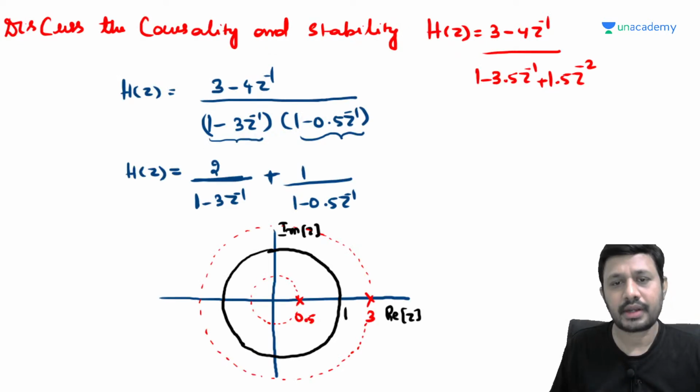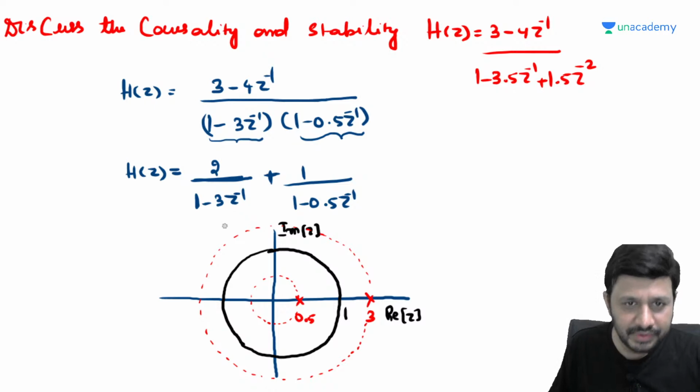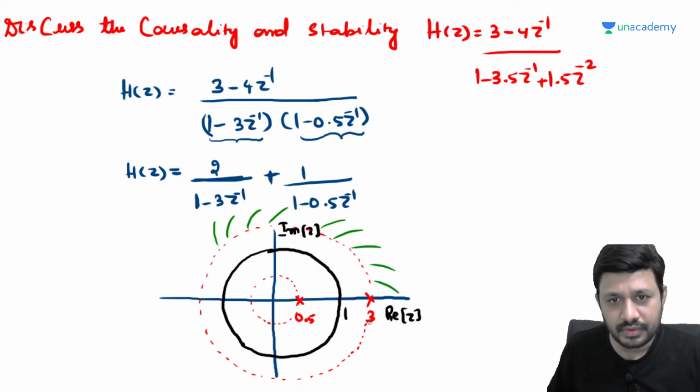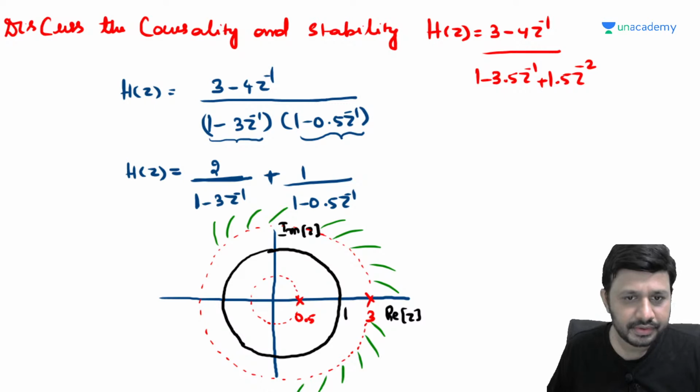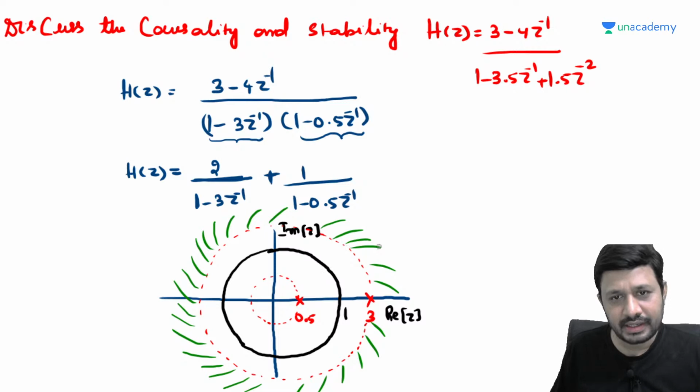Now, come here. First case, if I take mod Z greater than 3, what is that ROC? This ROC is outside of the outermost pole. This region. When I say this region, it includes concentric circles, right? Mod Z greater than 3. Now, for this ROC mod Z greater than 3, what happens to our system? What happens to the causality and stability we have to observe.